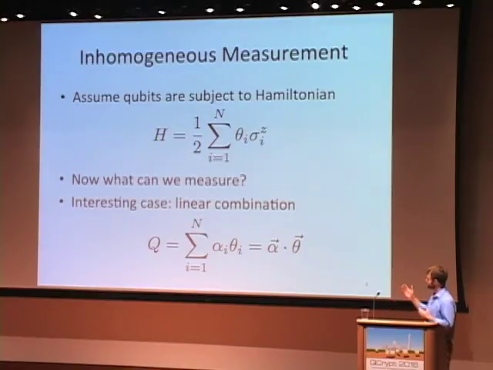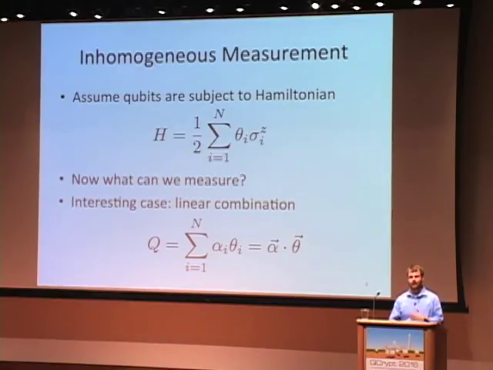I want to measure this capital Q. This is going to be the new parameter of interest going forward in this talk. I want to measure this capital Q, which is some weighted sum over the individual theta i's. So these alphas are some weights on the thetas, and the quantity I want to measure can also be written as a dot product. I can write the alphas as a vector, and I can also write the thetas as a vector of parameters that I want to learn something about.